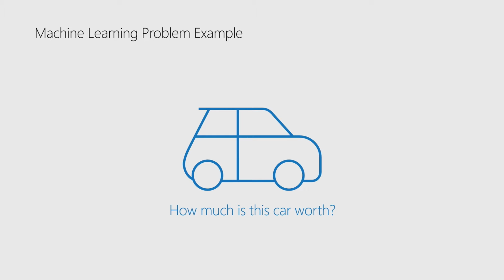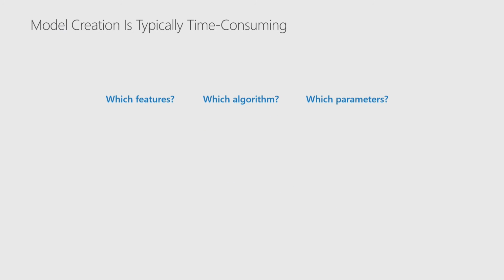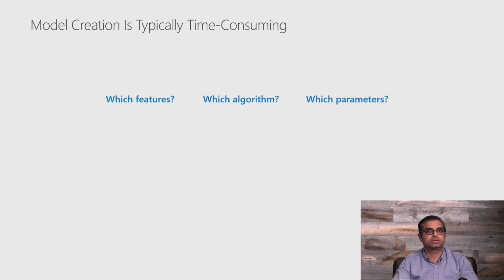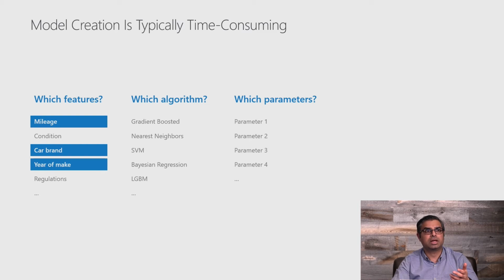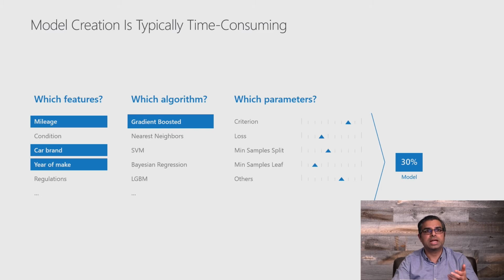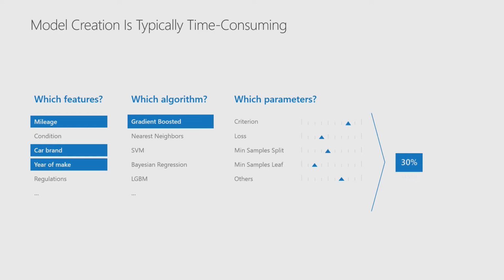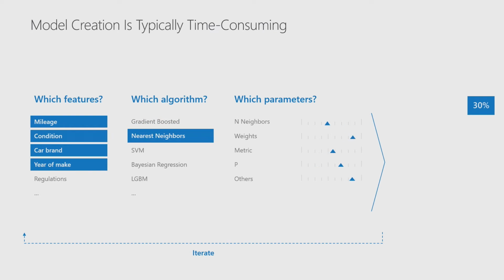If we were to predict how much a car is worth, we may look at the features that we need to predict and build the model, the algorithm that we need to choose and select, and the hyperparameters. So let's start with mileage, car brand, and year of make. We then select a gradient boosted algorithm and its relative hyperparameters associated to it. We then get a model score of 30%. Not being too happy with this, we go and retry with some more features, a different algorithm, and a new set of hyperparameters. We do see an incremental increase reaching 50% accuracy.